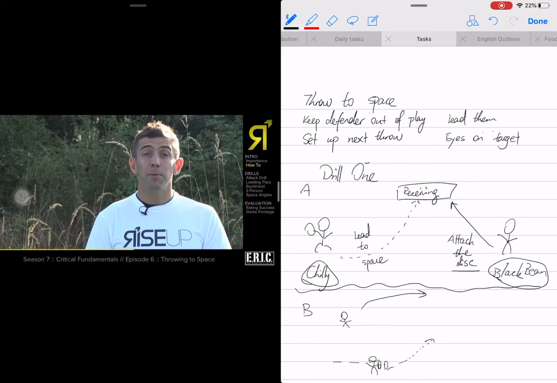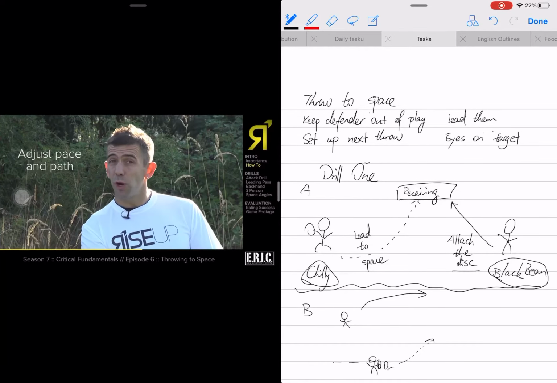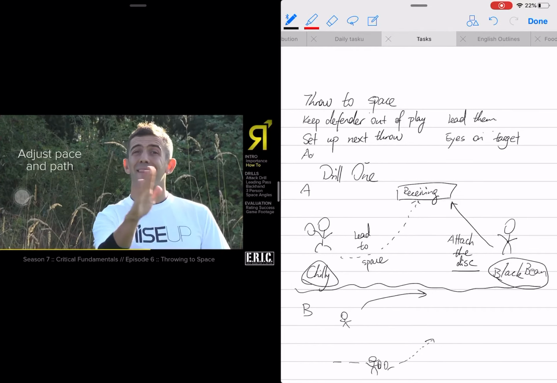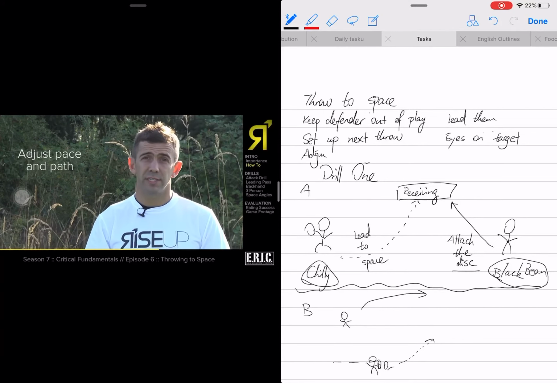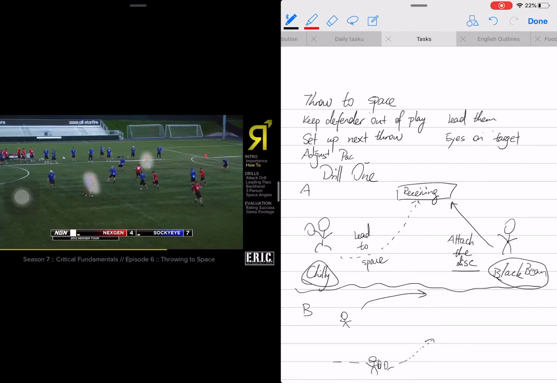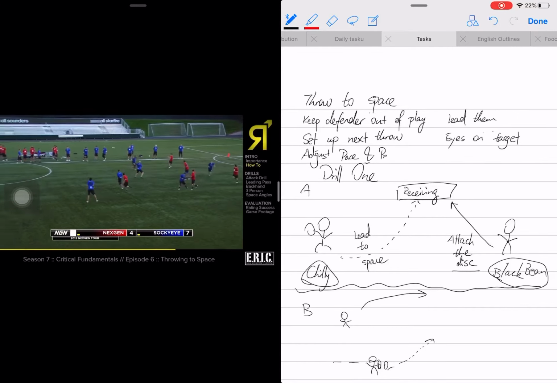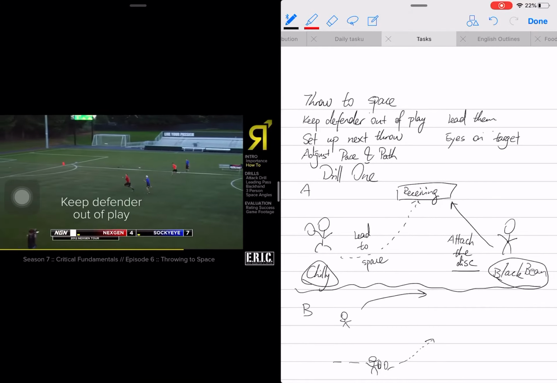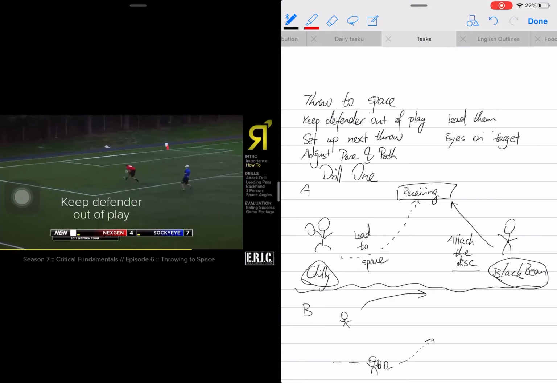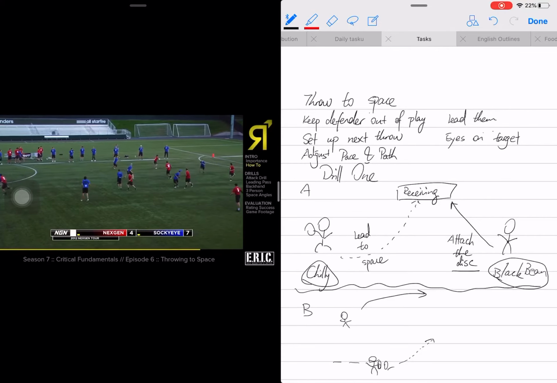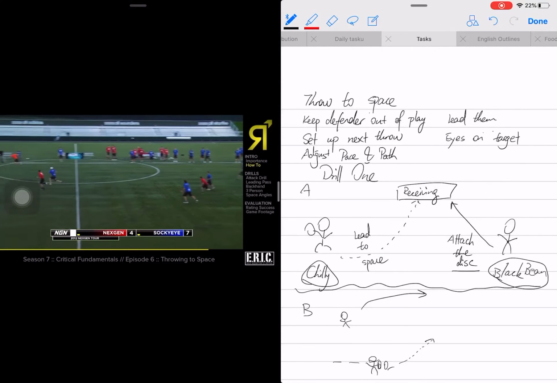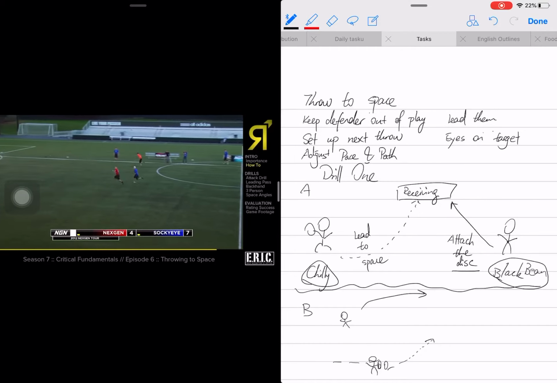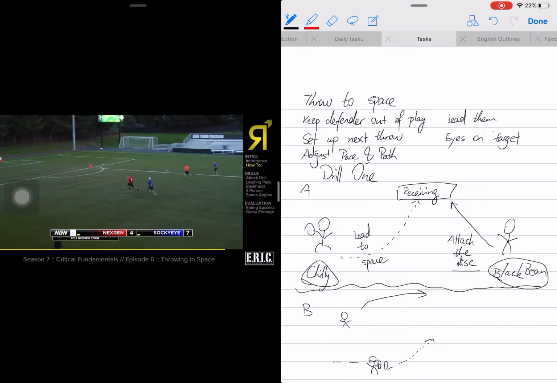We also need to keep in mind the pace with which we're throwing, as well as the flight path that the disc takes on its way to the receiver. Now, when we throw to space, what we're doing is we're keeping the disc away from the defender. This might mean that we're throwing with a little extra touch or a little extra pace so that we keep the defense out of the play and we make it really easy for our receiver to make the catch.